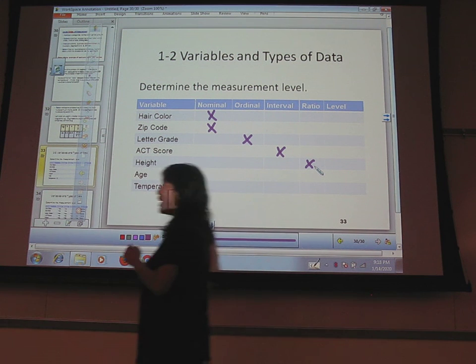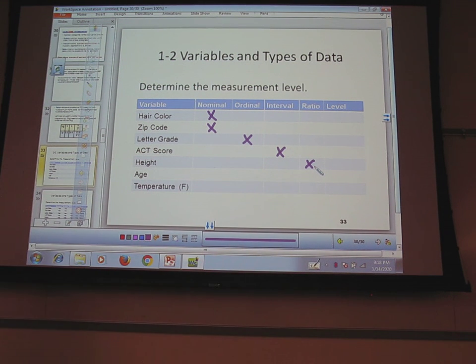Is having an age of exactly 0 meaning you have no age at all? Yes. So which one is it? Ratio. Temperature Fahrenheit. Is 85 degrees Fahrenheit hotter than 70 degrees Fahrenheit?